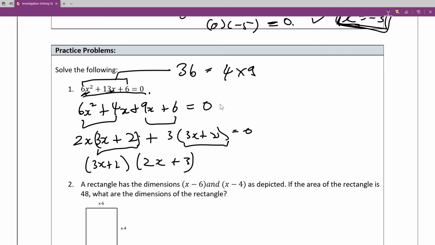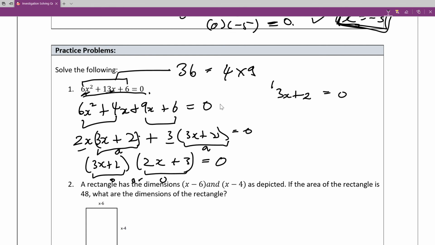If you're confused about this part, just replace 3x plus 2 with a. And then you can see that you're just factoring out an a from both 2x and 3. Okay, so then we get this equation after factoring. And then we need to figure out when this is equal to 0. So we just need to make this 0 or make this 0. So how do we make 3x plus 2 equal to 0?